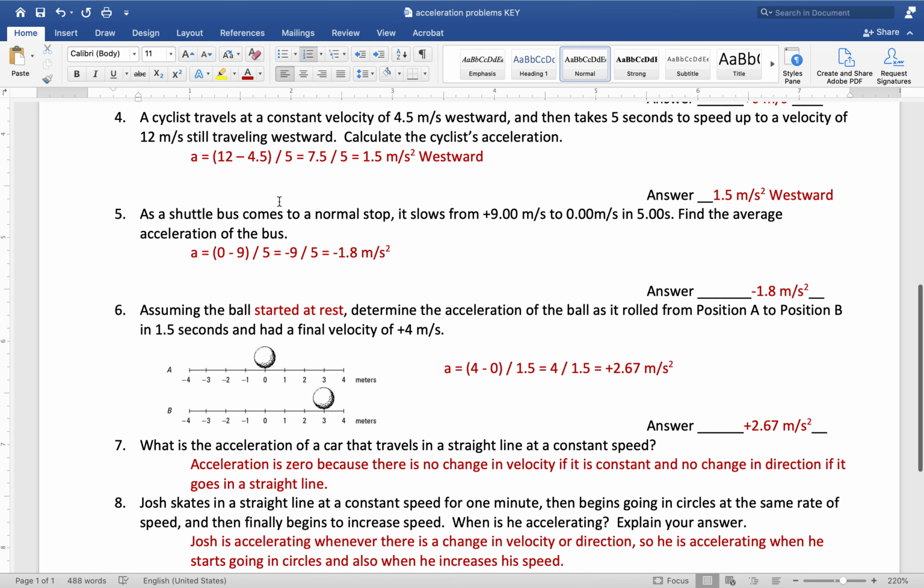As a shuttle bus comes to a normal stop, it slows down from positive 9 meters per second to 0 meters per second in 5 seconds. Find the average acceleration of the bus. So your final velocity is 0 because it's coming to a stop. It started out at 9. So 0 minus 9 is going to give you negative 9. Okay, so negative 9 divided by the time, which was 5 seconds, is going to be negative 1.8 meters per second squared.